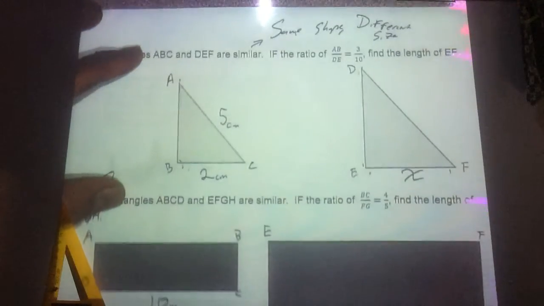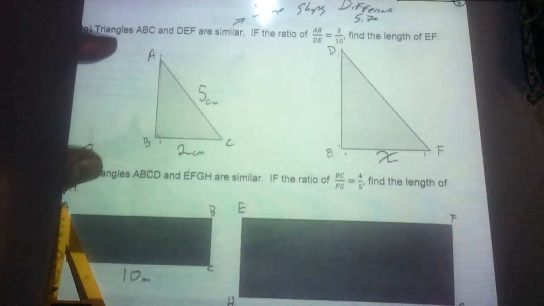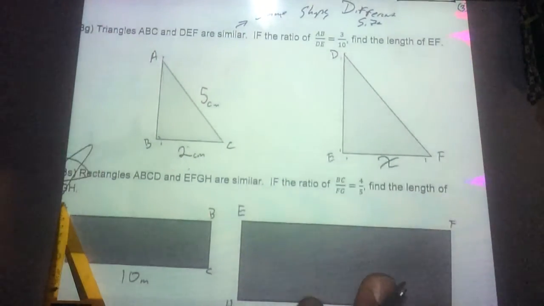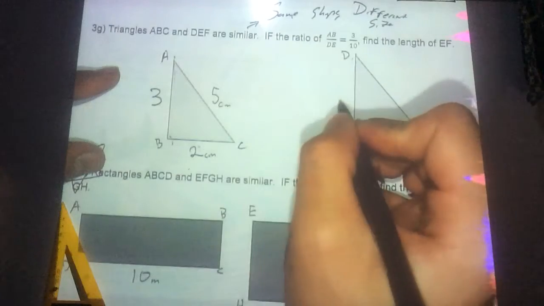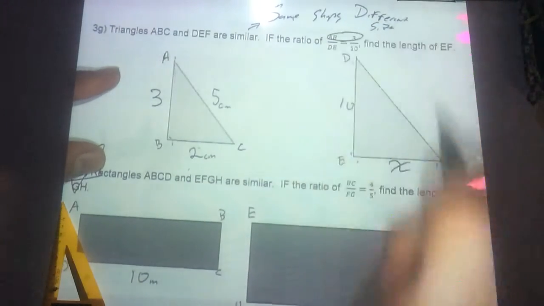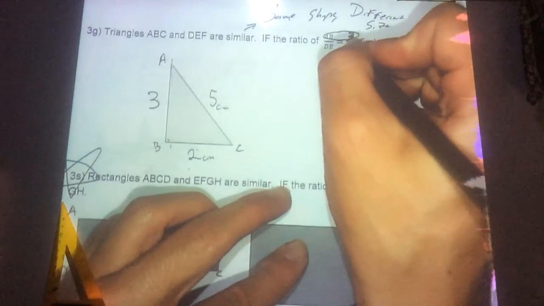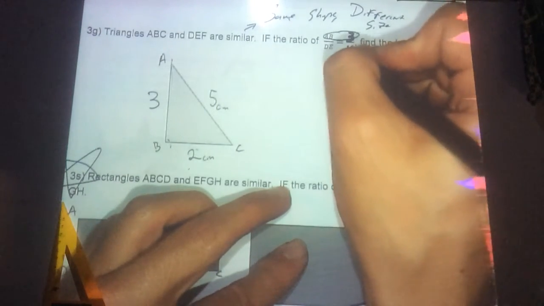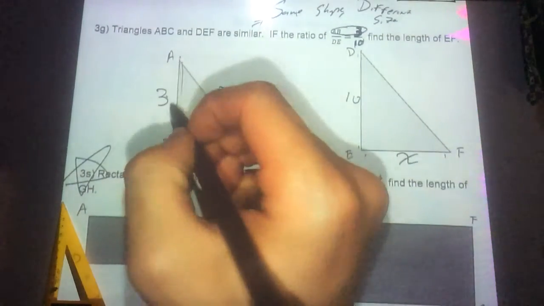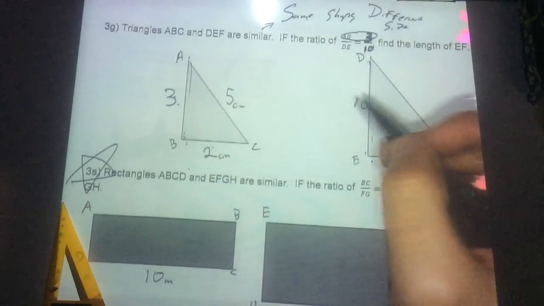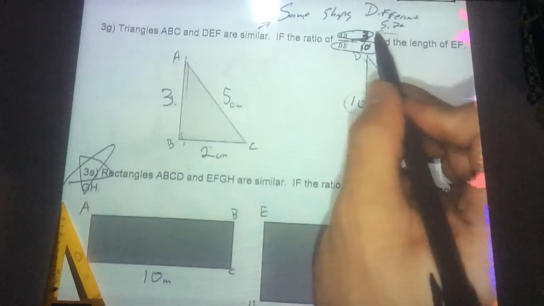So what I'm going to do is make that x. That's what I'm solving for. I'm given some side lengths. Now AB corresponds with 3. Maybe you can't quite see it, I'll make it a little bigger. And this is 10. So AB corresponds with 3, so I can put 3 here, and DE corresponds with 10. See this alignment right here?